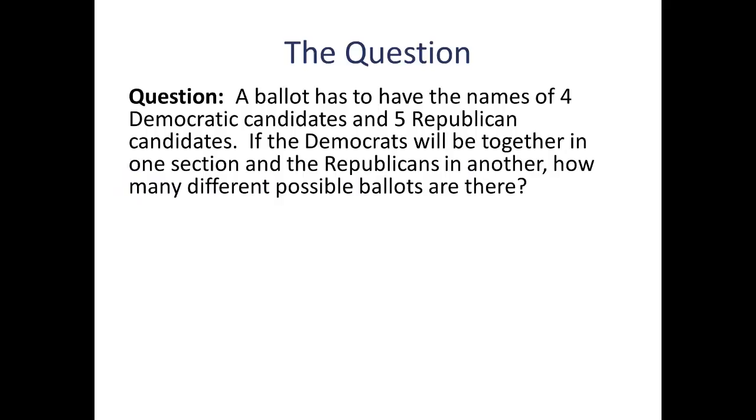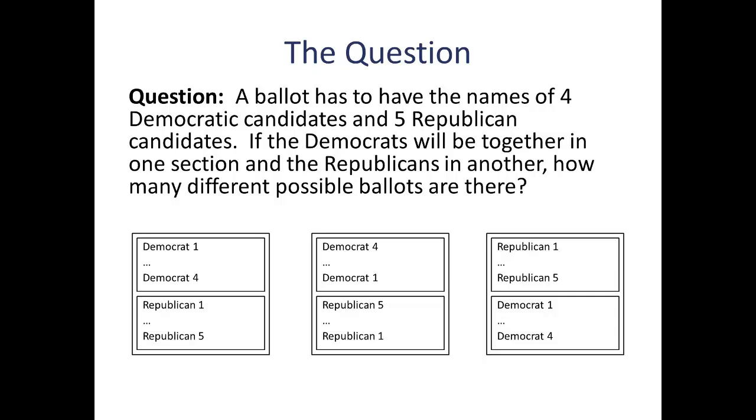In this question, we're going to count the number of ways that a ballot can be created. This ballot has to have the names of 4 Democratic candidates and 5 Republican candidates. The Democrats are all going to be together in one section, and the Republicans are going to be together in another. And we want to know how many different ballots are going to have to be printed out if all of the possible combinations need to be made available.